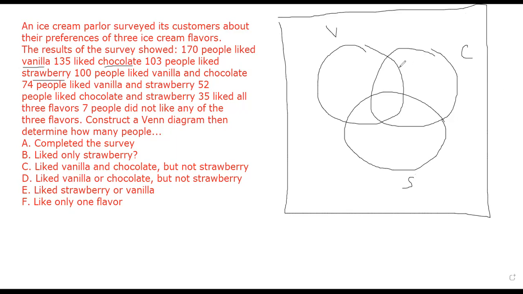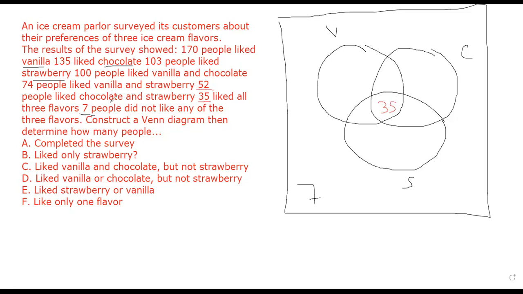Whenever you're drawing this, to start with, you are better off starting where all of them intersect. So let's start almost at the end. We are told that 7 did not like any of them, so this one will be outside. Then 35 liked all 3. So where are we going to put the 35? In the intersection where all 3 meet. Okay, then what else are we told?